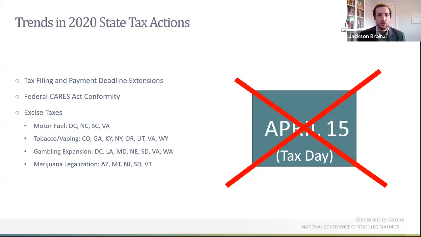and put the revenue decisions on hold. So this slide shows the major trends of 2020. The filing extensions that were granted for certain personal income tax filers were noted as one of the biggest issues in surveys that we've sent to states. Conformity with the Federal CARES Act, that was far and away the second most cited issue in our surveys to states. And then excise taxes occupied a lot of focus. Next slide, please.